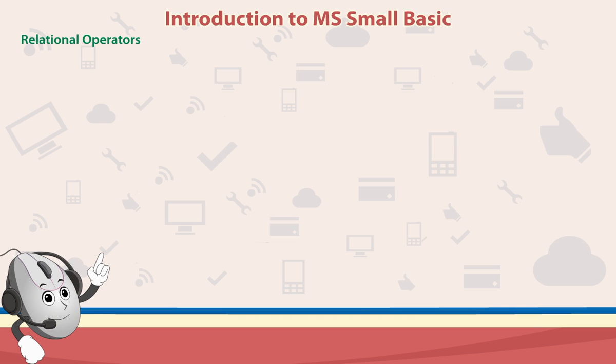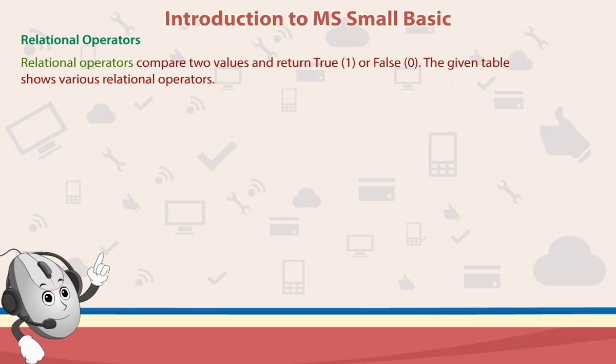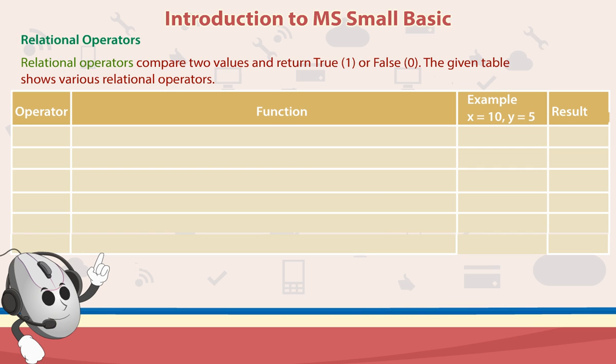Relational operators. Relational operators compare two values and return true (1) or false (0). The given table shows various relational operators. Operator, function, example (x = 10, y = 5), result. Greater than: it checks if the first value is greater than the second value.